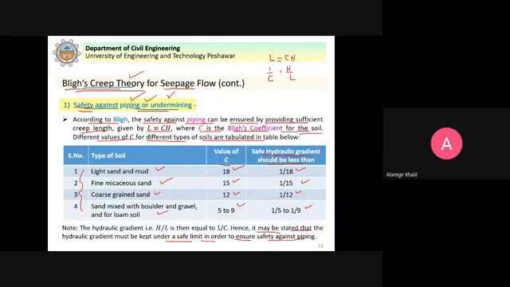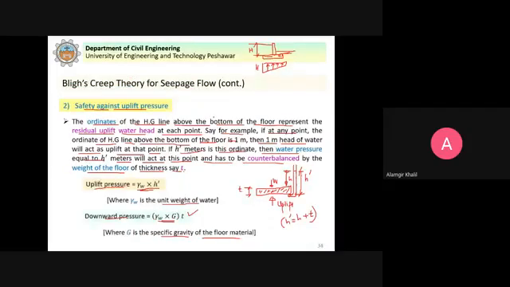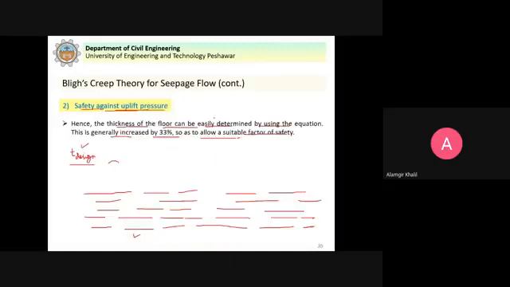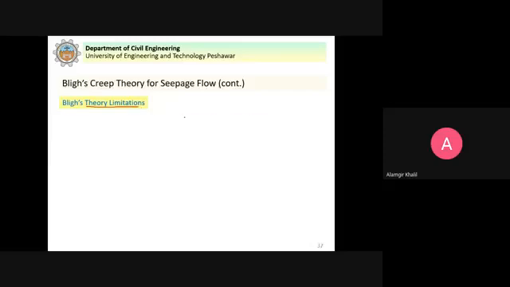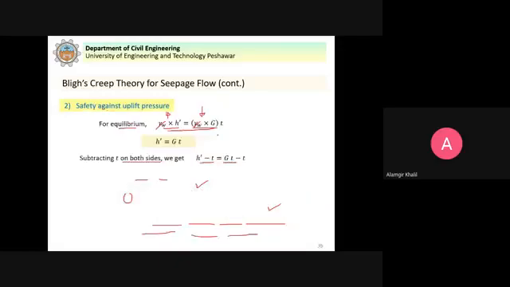This was Bligh's creep theory. In this theory, we have certain limitations. These limitations are that Bligh made no distinction between horizontal and vertical creep. You see, we calculate the length with equal weightage, L plus H. According to Bligh, the total creep length is the sum of the vertical lengths plus the sum of the horizontal lengths. Equal weightage factor, see, one here, one here. He did not explain the idea of exit gradient. He simply stated that the gradient should be less than these values for safety.